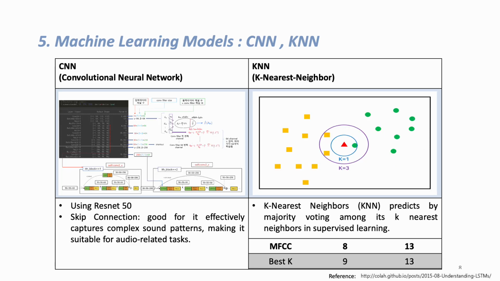In addition, we employed two machine learning models, CNN and KNN. CNN is a model that incorporates the concept of residual learning, allowing effective learning of less than 50. KNN, on the other hand, is a simple and intuitive machine learning algorithm. It predicts by majority voting among its k nearest neighbors in supervised learning. The optimal value of k varies for each MFCC. When MFCC is 8, the best k value was 9. When MFCC was 13, the best k value was 13.